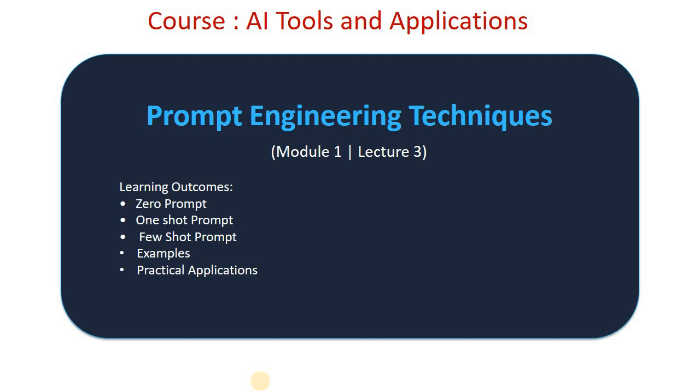In the previous lecture, we learned what prompt engineering is and how to write effective prompts using the 5-component framework. Today we will explore 3 important prompting techniques: zero shot, one shot, few shot prompting. These techniques guide AI to generate more accurate and consistent responses. By the end of this lecture, you will know when and how to use each technique in real-world applications.